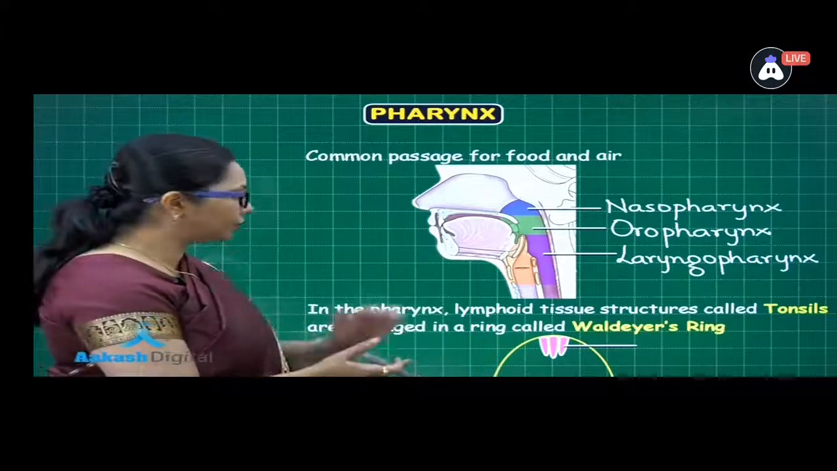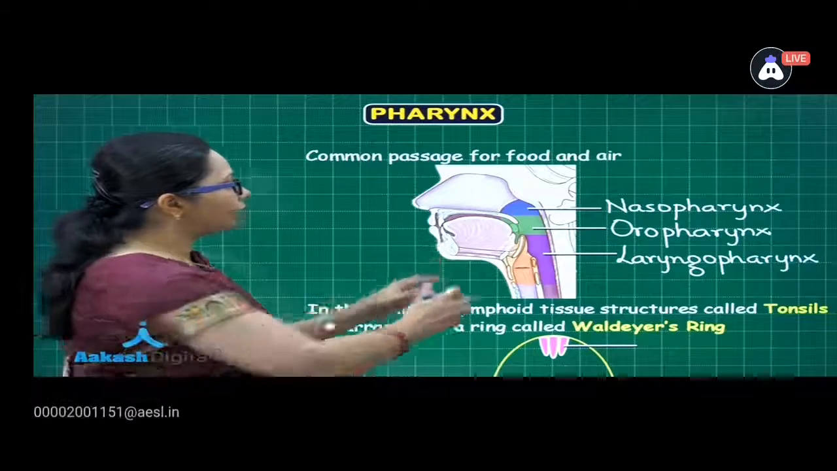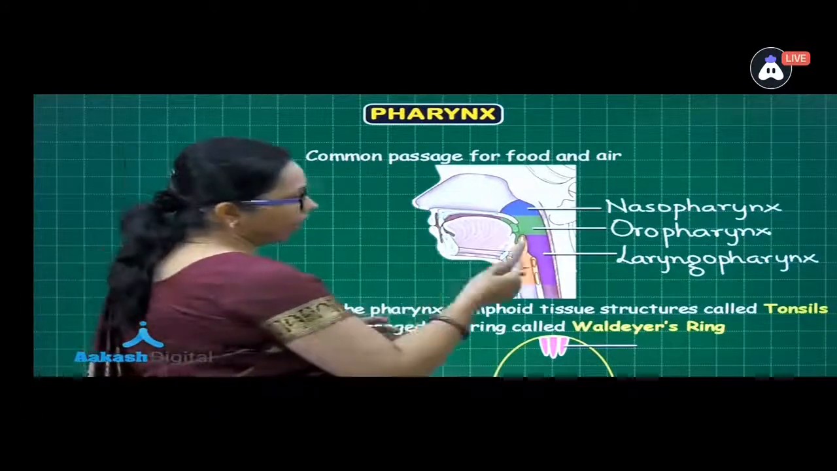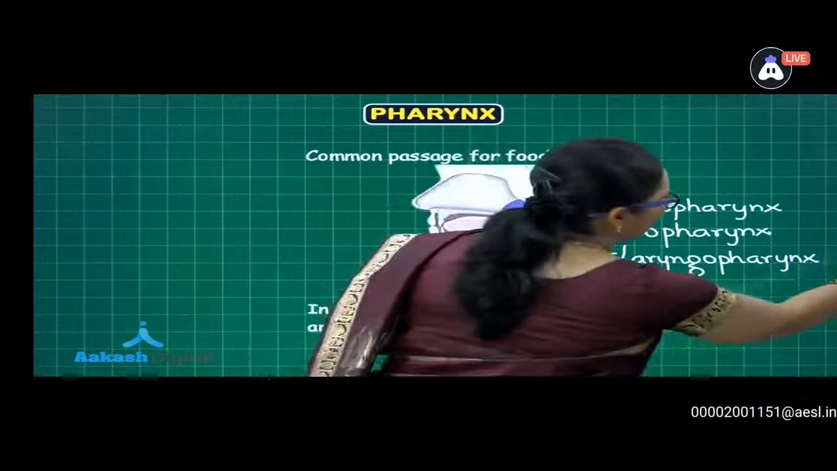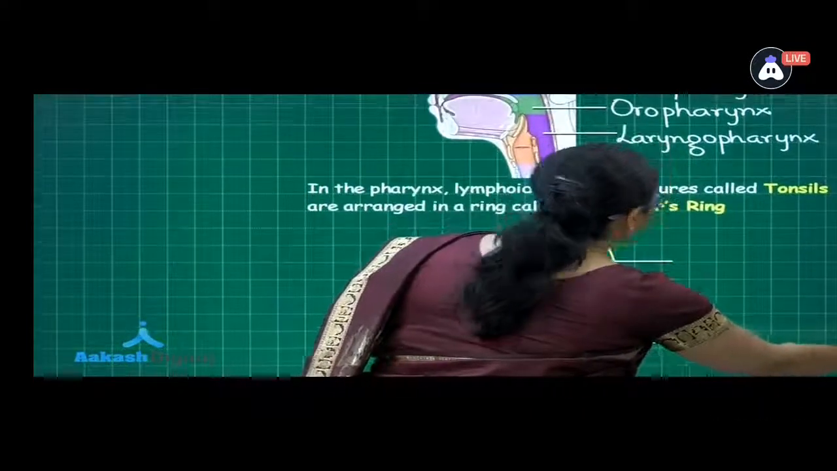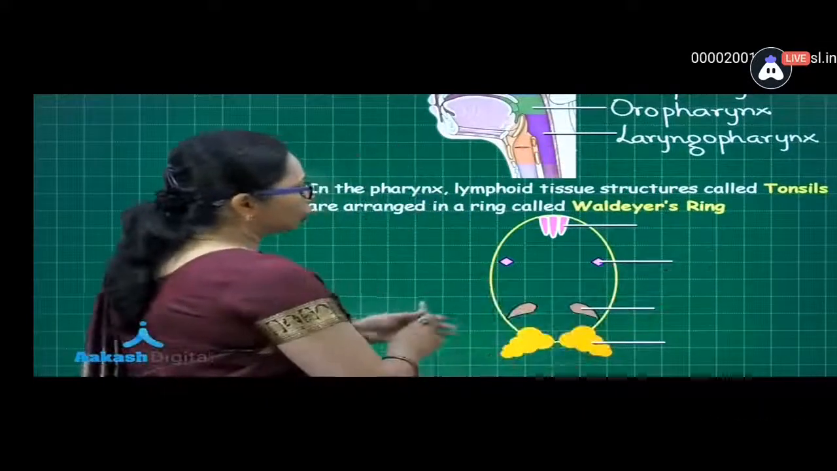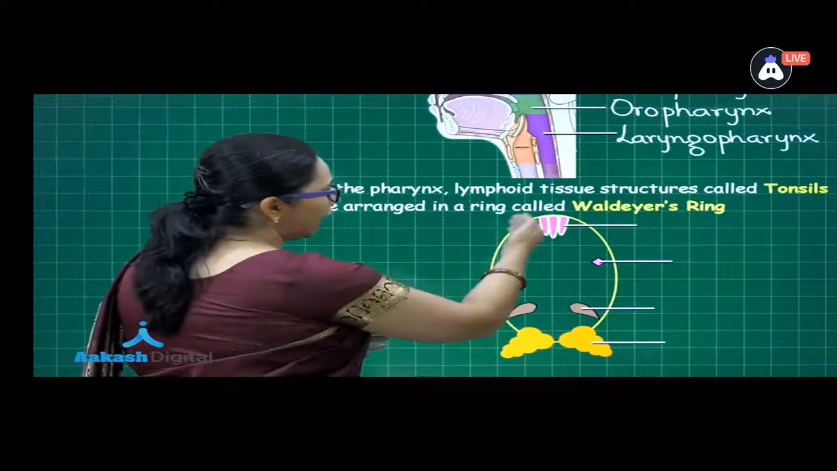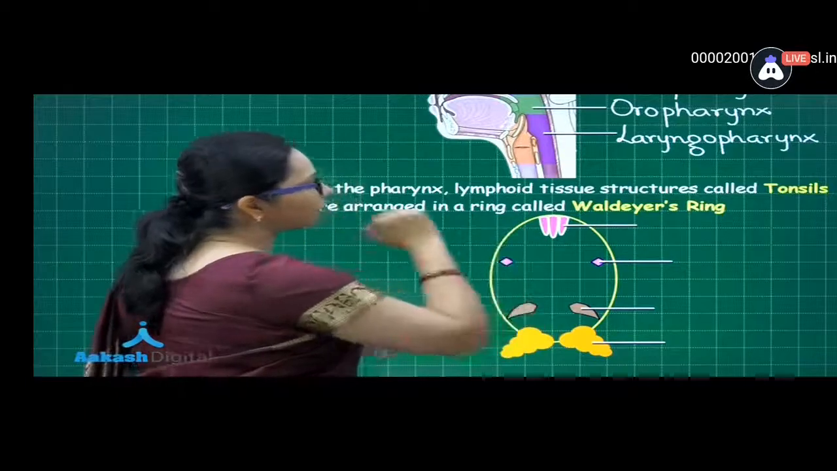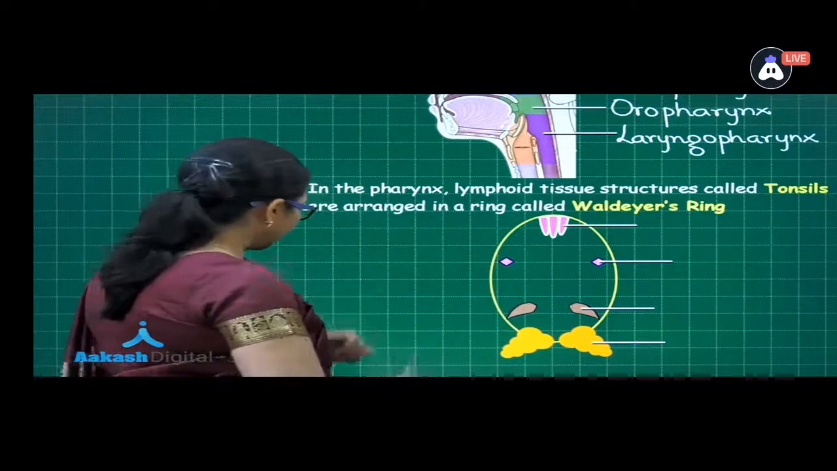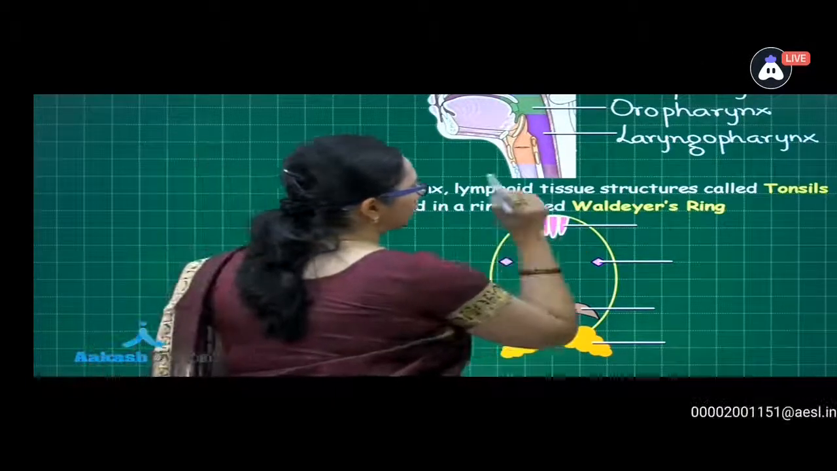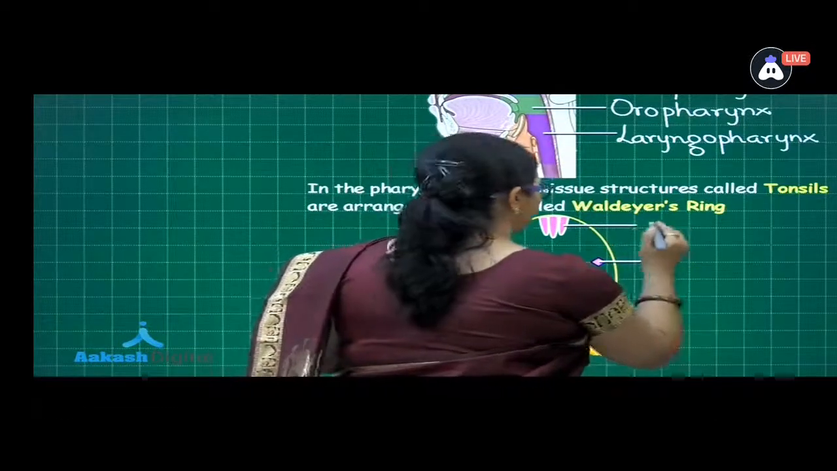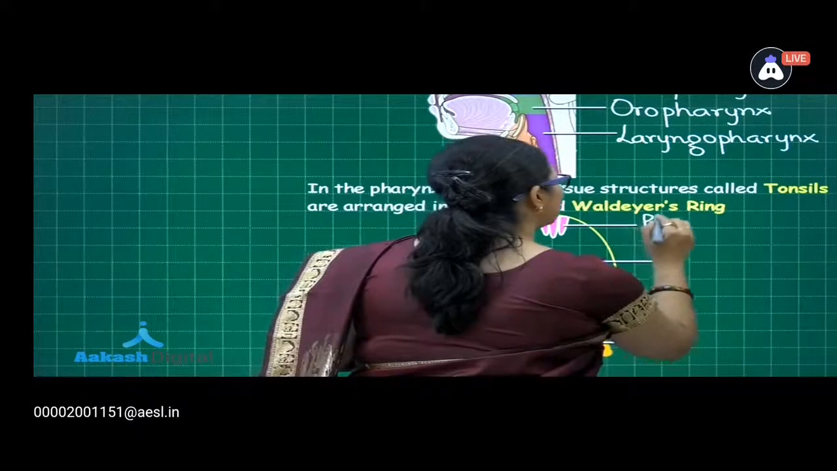So these tonsils are like guards which are present at the openings leading into our respiratory system and the digestive system. Now these tonsils are arranged in the form of a ring, and through that ring the food, air and water has to pass, and this ring is called Waldeyer's ring. So this is the entire area of the pharynx, and around it the tonsils are arranged, and these tonsils here, which will be in the nasopharynx area, this one is the pharyngeal tonsil.